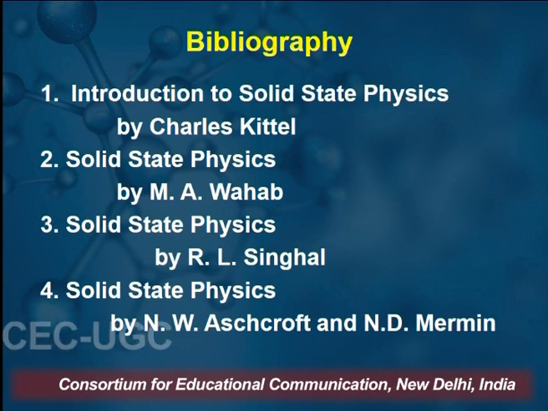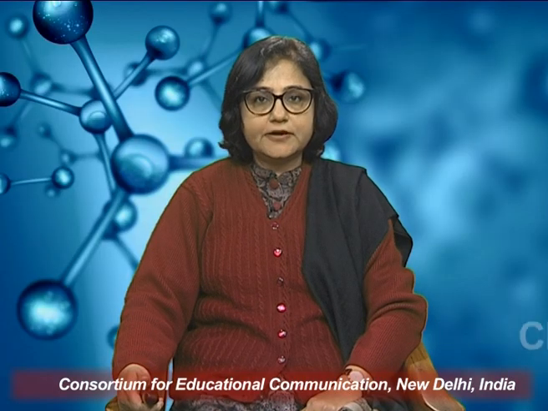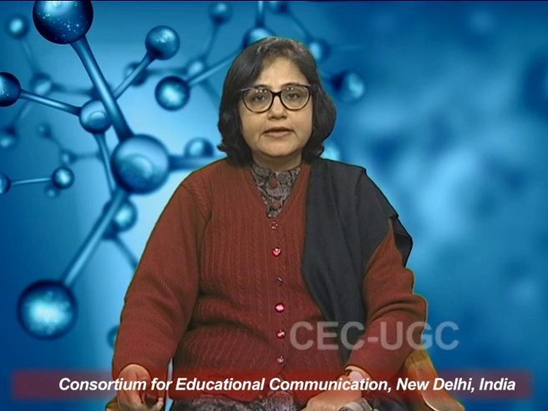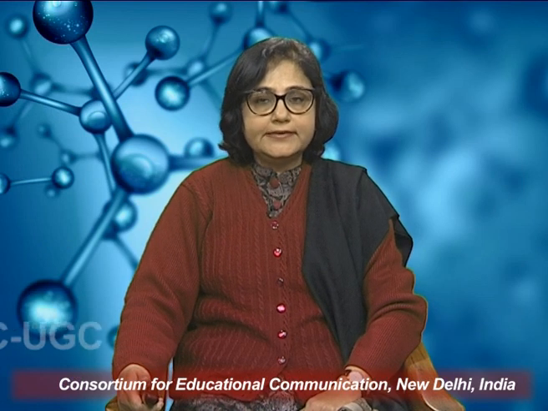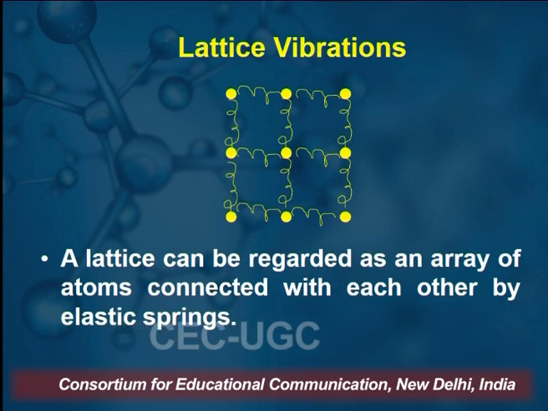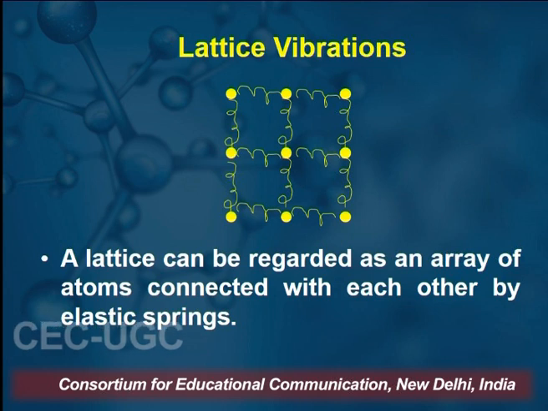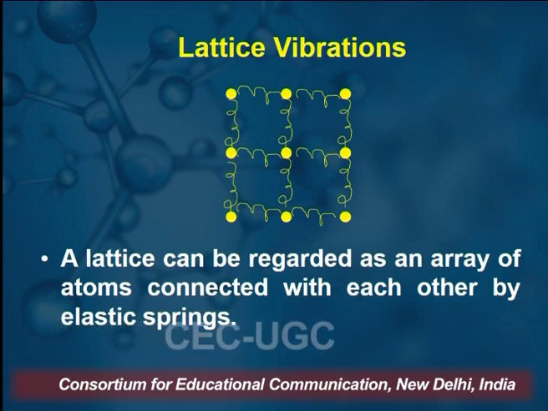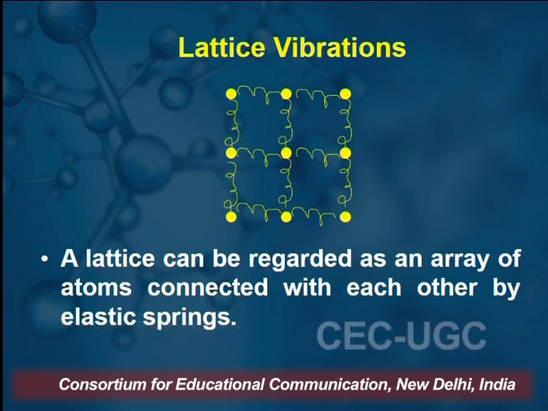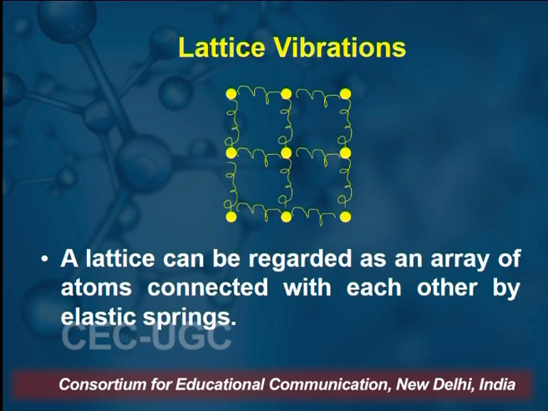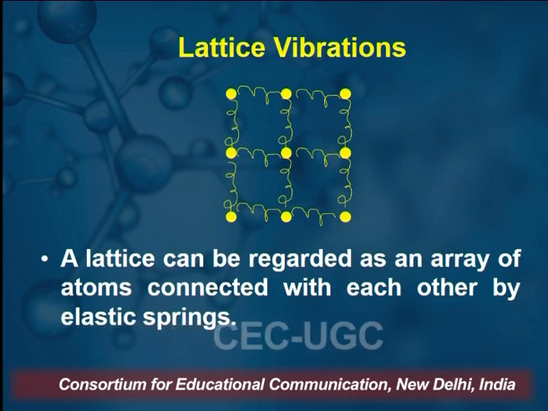So, what is a lattice? In solid state physics, we start with a lattice. We assume a lattice is a regular arrangement in any crystal. A lattice is described as a regular arrangement of points, and to each of these points we attach a basis, which is either a single atom or a group of atoms, that will constitute the entire crystal structure.